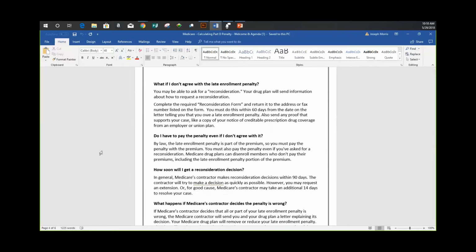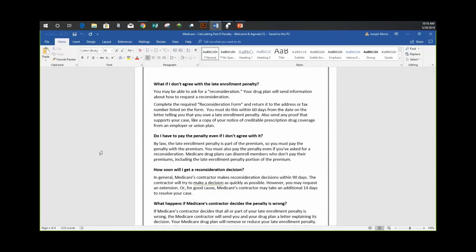You must do this within 60 days from the date on the letter telling you that you owe a late penalty. You also send any proof that supports your case, like a copy of your notice of credible coverage from an employer or union plan, or maybe you had a plan elsewhere and it was credible. When you complete the reconsideration form, you always want to make sure you include all the appropriate and necessary documentation to support your request for reconsideration.